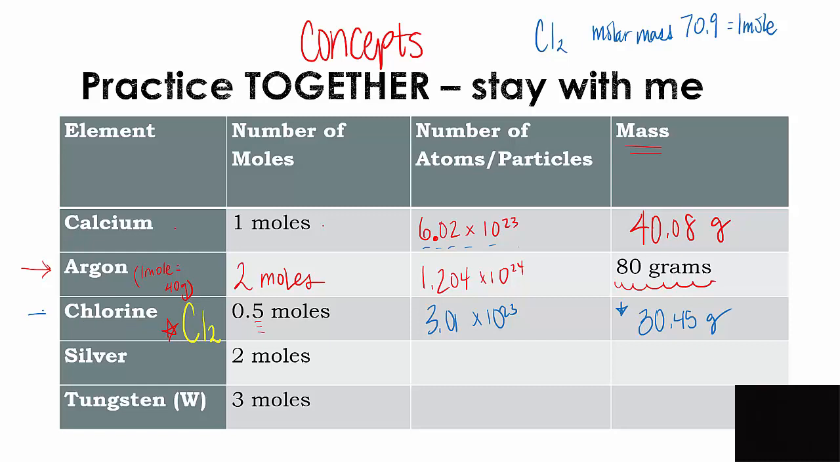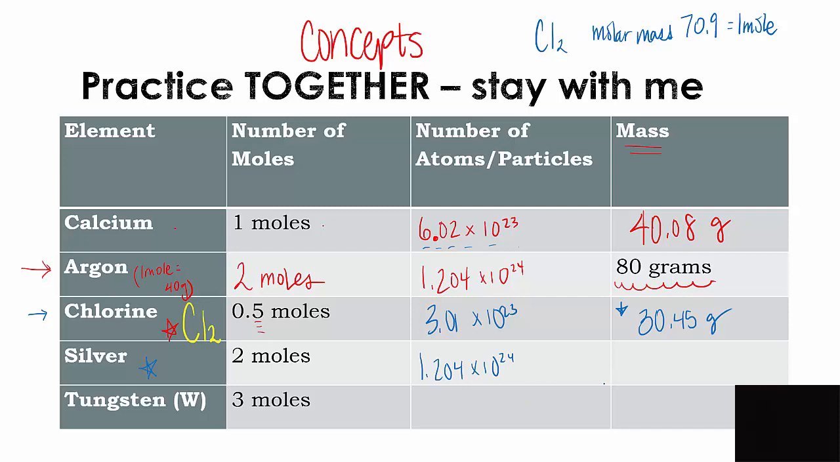Again, y'all, if that chlorine one was a little tricky, don't stress. It's going to make more sense as we move on. Next up, silver. Silver, we have 2 moles. Well, 2 moles is going to be double Avogadro's number of particles. We did the same thing with argon, y'all. It's going to be 1.204 times 10 to the 24.